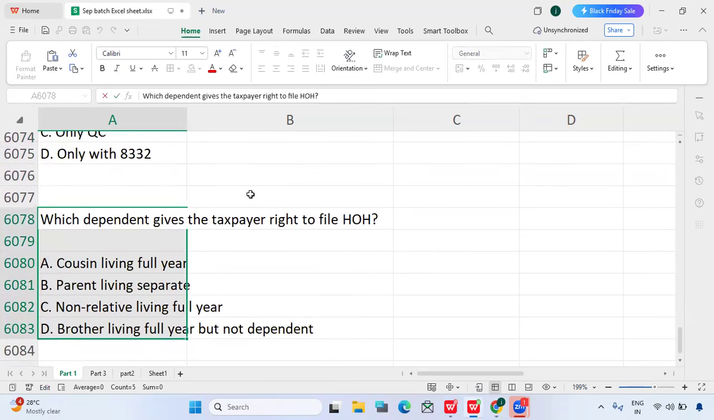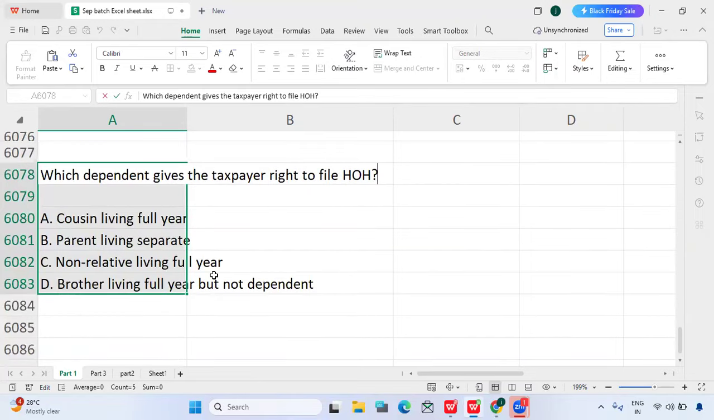Which dependent gives the taxpayer the right to file HOH? This is important. Option B, cousin. Option B, right? Yes, option B. Why? In HOH cases we have seen relatives. Who are the relatives for HOH?